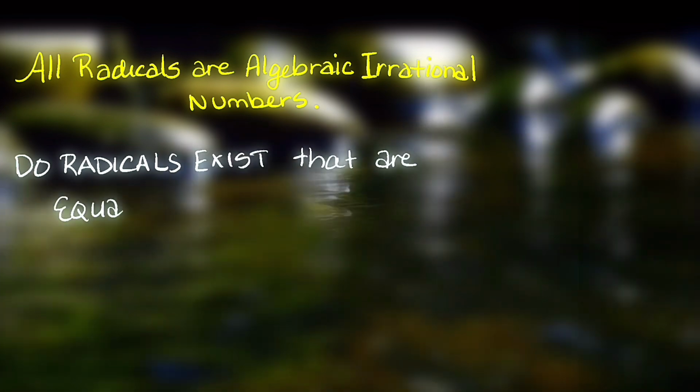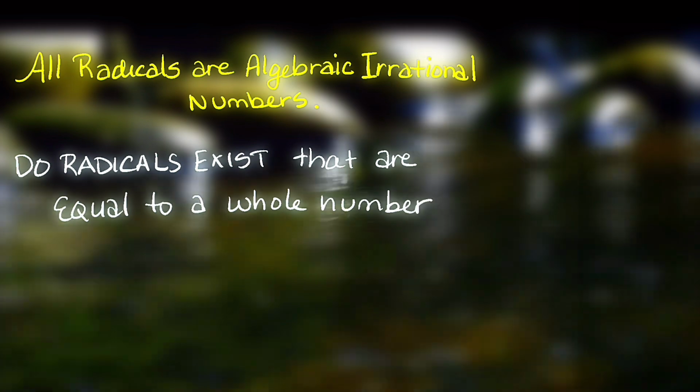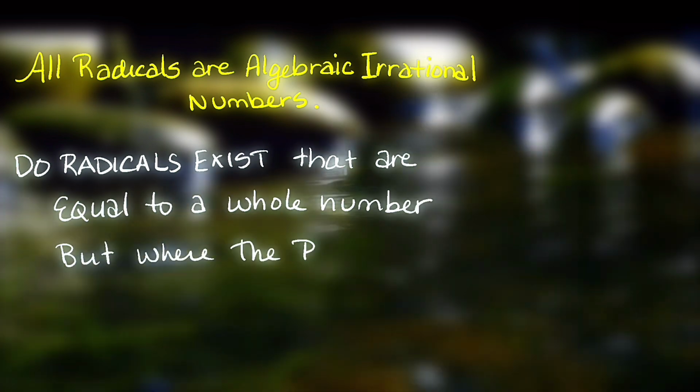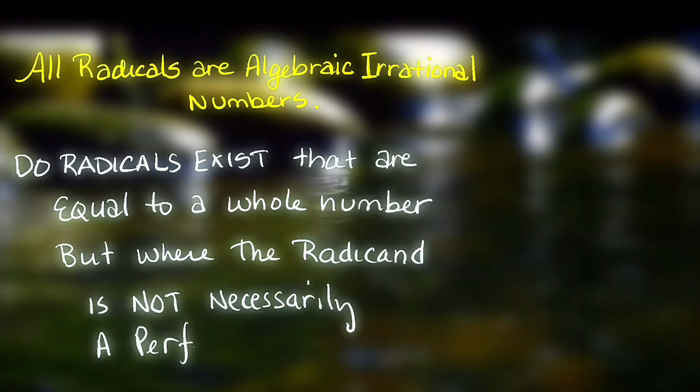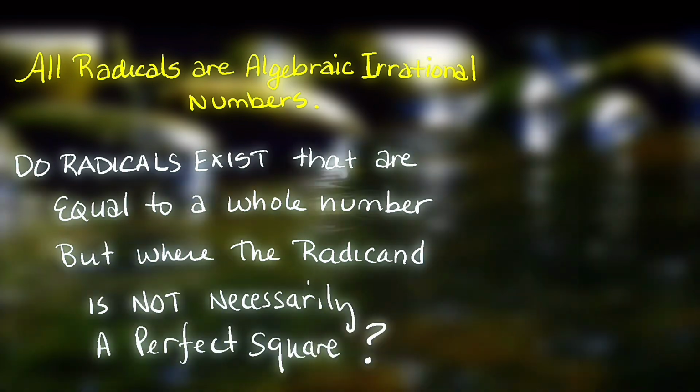Now, do radicals exist that are equal to a whole number, but where the radicand, and we're talking about square root radicals for now, is not necessarily a perfect square? Are all non-perfect square radicals irrational?